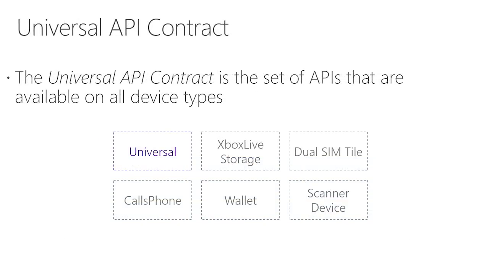Now there's one special contract I want to mention. This is the Universal API contract. And this is the full scope of APIs that are available on every device. It's quite interesting that the API contract is actually one contract for all those APIs that are common across all the device types. Now, this might seem like a little bit of a superficial grouping, but it actually turns out to be very important when we're talking about the language of UWP.